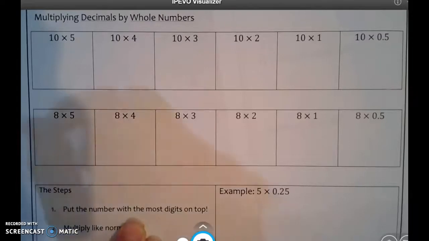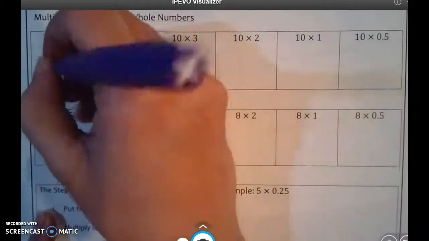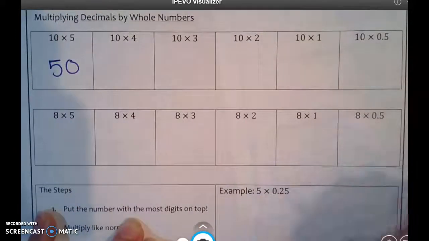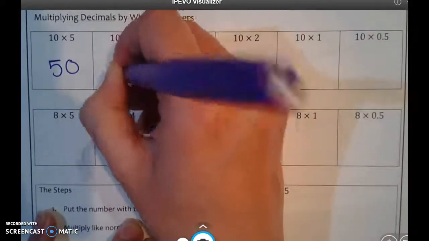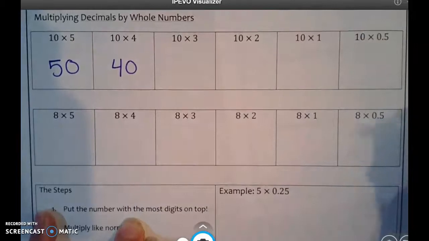Check it out. So right here, I have a bunch of my tens times tables. Let's go through them because you know these so well. We know 10 times 5 is 50. 10 times 4 is 40. Let's fill out the rest of this table together.